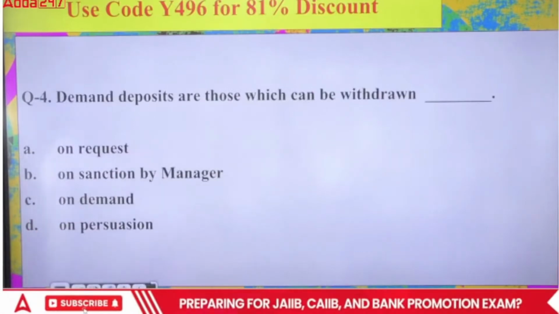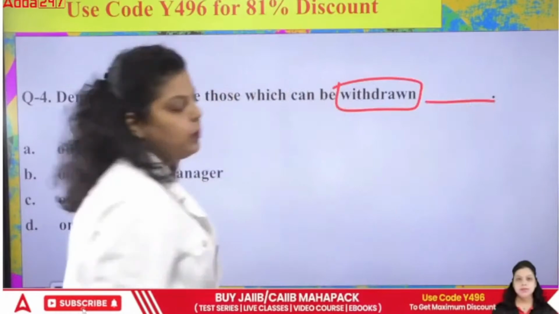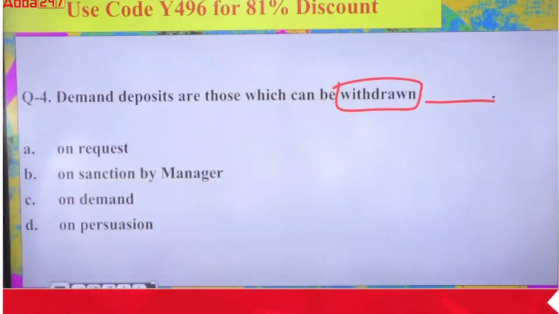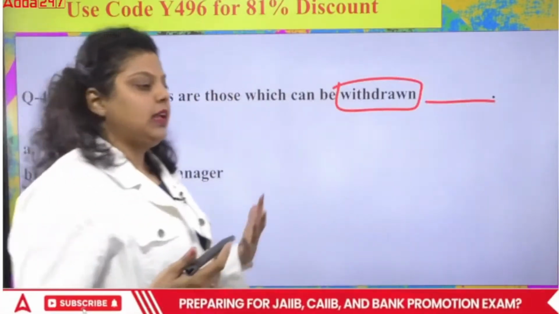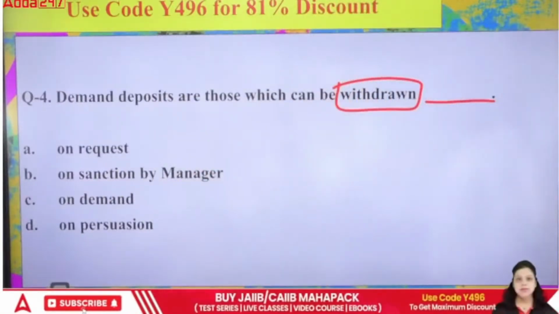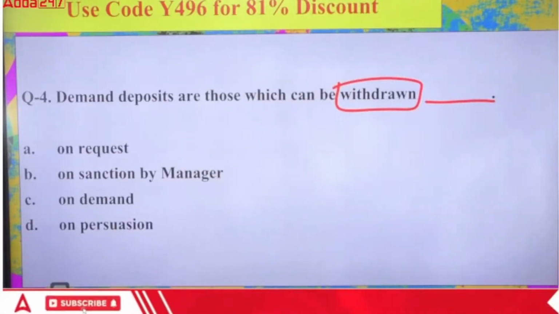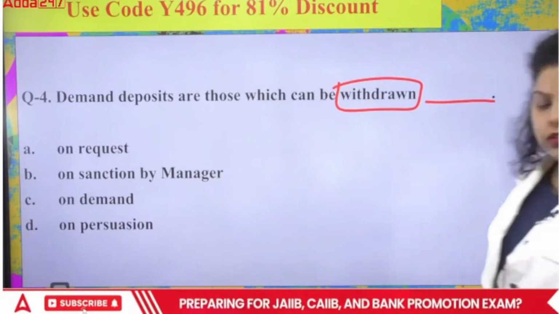Next, demand deposits are those which can be withdrawn dash. So when will the bank allow the customer to withdraw their money in case of demand deposit? First, on request; second, on sanction by manager; third, on demand; or fourth, on persuasion. So which of the following is correct?